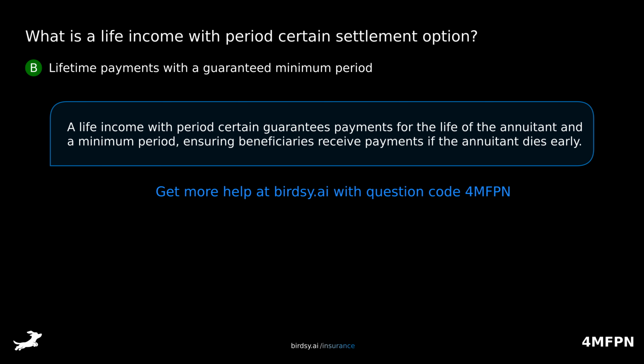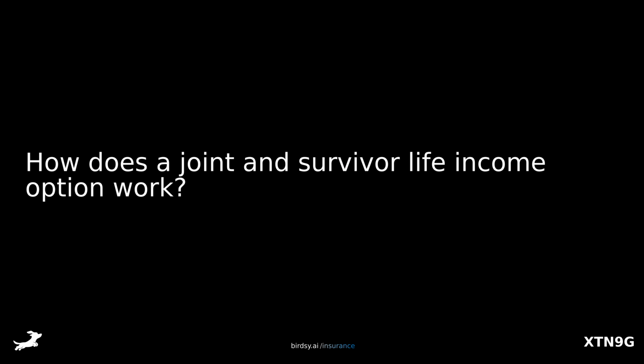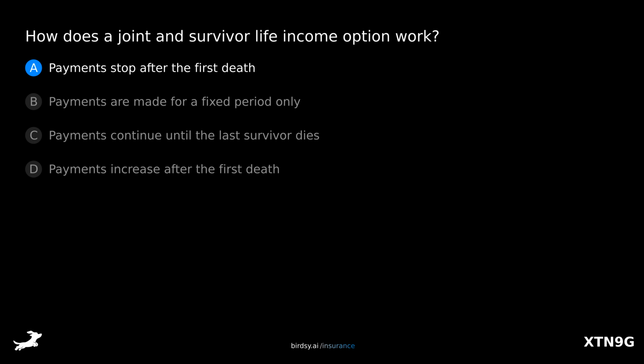A life income with period certain guarantees payments for the life of the annuitant and a minimum period, ensuring beneficiaries receive payments if the annuitant dies early. How does a joint and survivor life income option work? Is it A, payments stop after the first death, B, payments are made for a fixed period only, C, payments continue until the last survivor dies, or D, payments increase after the first death?